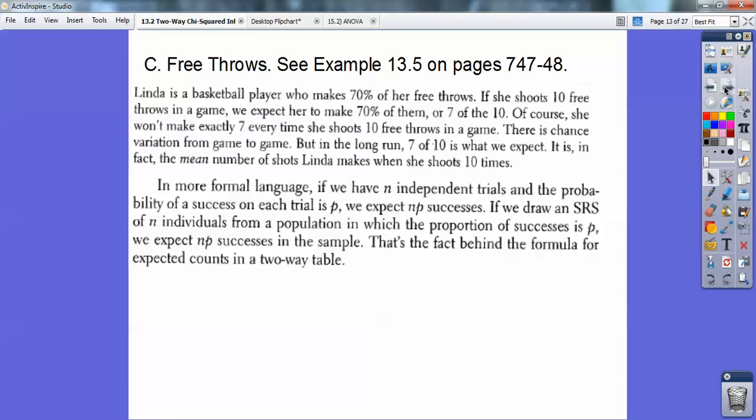In more formal language, if we have n independent trials and the probability of success on each trial is p, then we expect n times p. Up above, your p was 0.7 times 10, which would be 7. So if we drew an SRS of n individuals from a population in which the proportion of successes is p, we expect np successes in the sample. That's the fact behind the formula for expected counts in a two-way table, so we're going to use that in just a second.